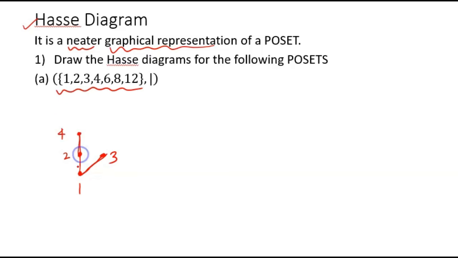Now some of you might be thinking that, sir, 1 also divides 4. Then see, we also know that the Hasse diagram is being drawn for representing a partially ordered set, and we know that partially ordered sets are transitive. So since 1 divides 2 and 2 divides 4, certainly 1 will also divide 4. So there is no need to draw that edge between 1 and 4, because that will be taken care of by the transitive property of the partial ordering.